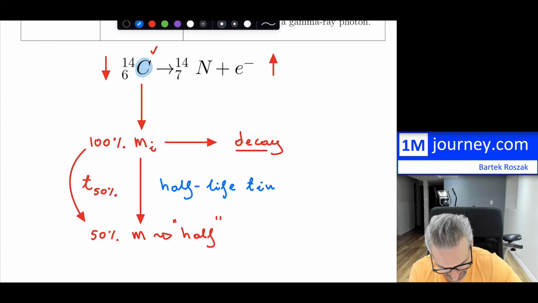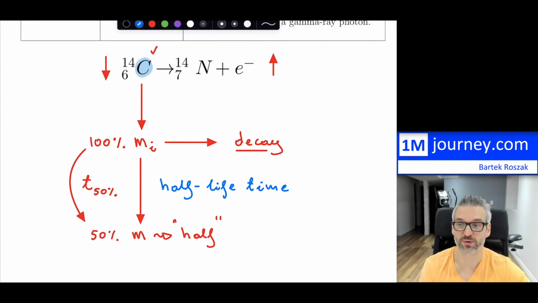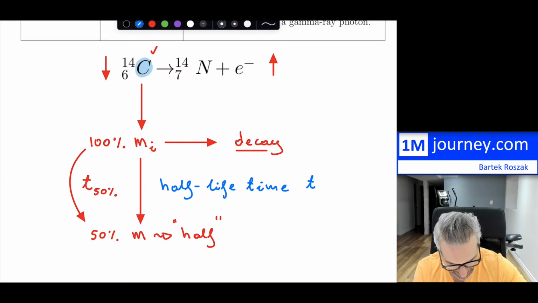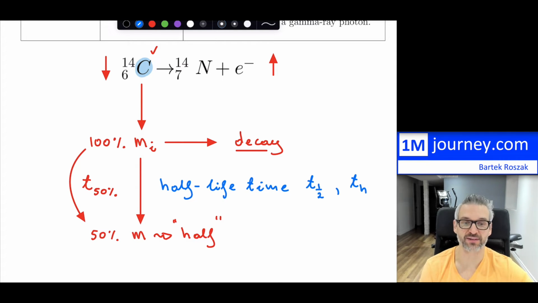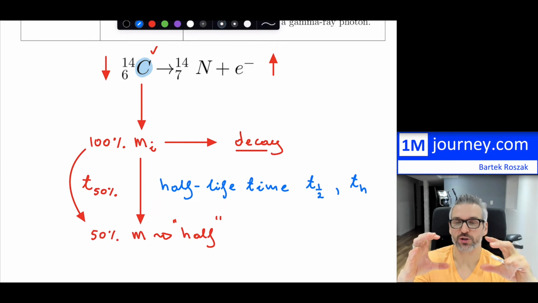Now that half-life time can be designated in many ways. So, I wrote it as T with 50% at the bottom, or half, which you can write as half in this particular way. You might see it as T with an H for half-life, or you might just see it as H. All of these just mean how much time it takes for this particular atom, or this amount of mass, to decay by 50%.